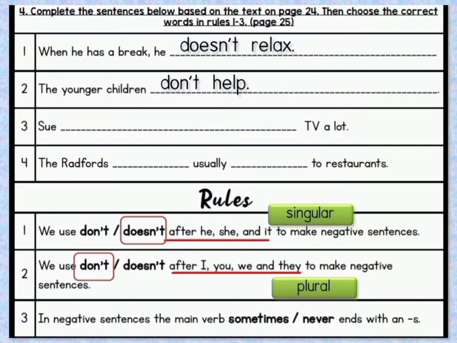Number 3, in negative sentences, the main verb sometimes or never ends with an S. Ends with an S here is our keyword for rule number 3. So now, look at the words relax and help. Does it end with the letter S or not? Definitely not. Never. So number 3 is never.